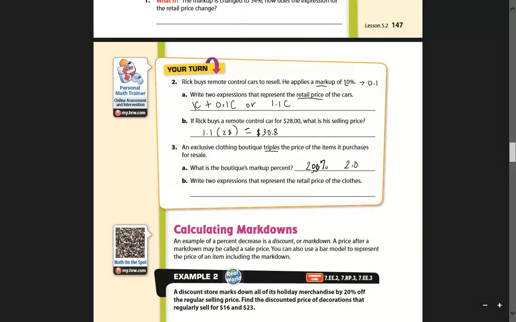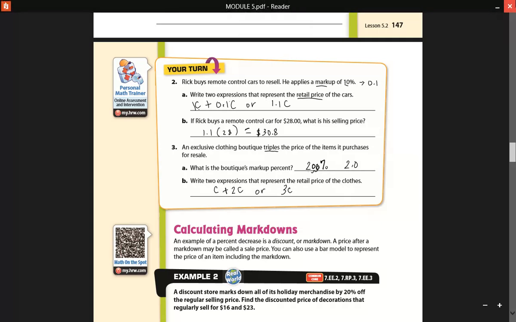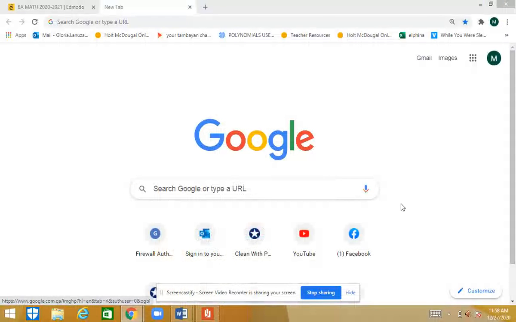So how do you write the expressions? We don't know the cost of the clothing, so let's use C as the cost, plus the markup, which is 2C, because we multiply 2 from the cost. I told you there is 1 here, so C plus 2C is equal to 3C, or 3C is the other expression. Okay, I hope you got it, how to find the markup price. Thank you.